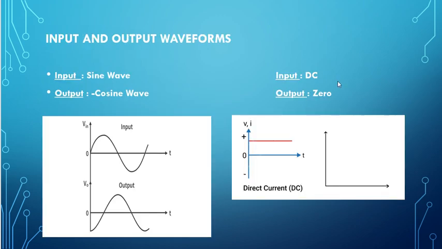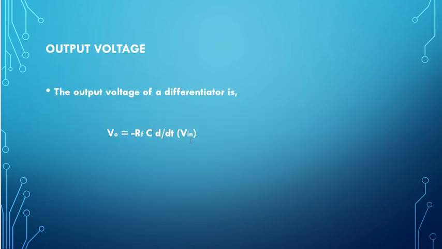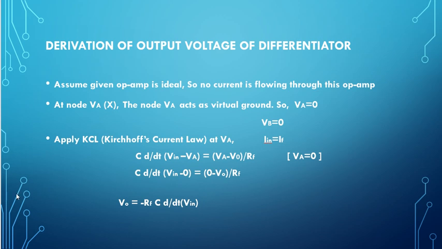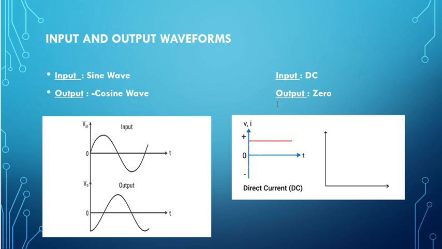If we give DC input to the differentiator, we get the output as 0. Let's see how. DC is direct current, that is constant. So in this formula, V in is constant, that is, V in we give as DC. d by dt of a constant is equal to 0. 0 into something is 0, so we get the output voltage as 0. So if we give the input as DC, then we get the output as 0.